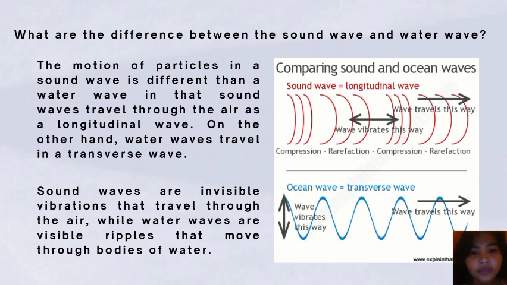Also, sound waves are invisible vibrations that travel through the air, while water waves are visible ripples that move through bodies of water. Of course, we cannot see sound waves, and we can see water waves through ripples in a body of water.